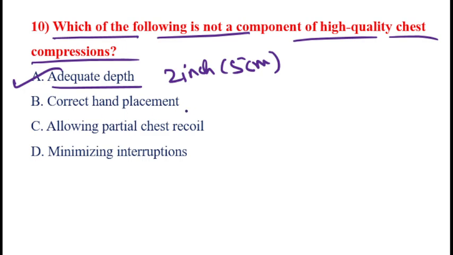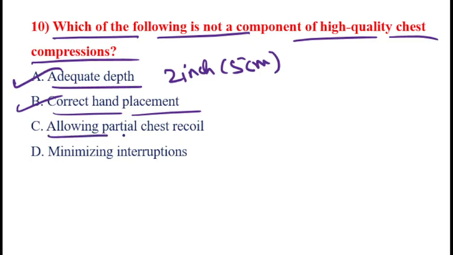And correct hand placement is also very important. Whenever you do a chest compression, the hand placement should be correct. The heel of one hand should be placed on the lower half of the sternum, and the other hand should be placed over that hand, with the fingers interlocked and the elbows locked. That is the correct hand position, and it is also a component of high quality chest compression.